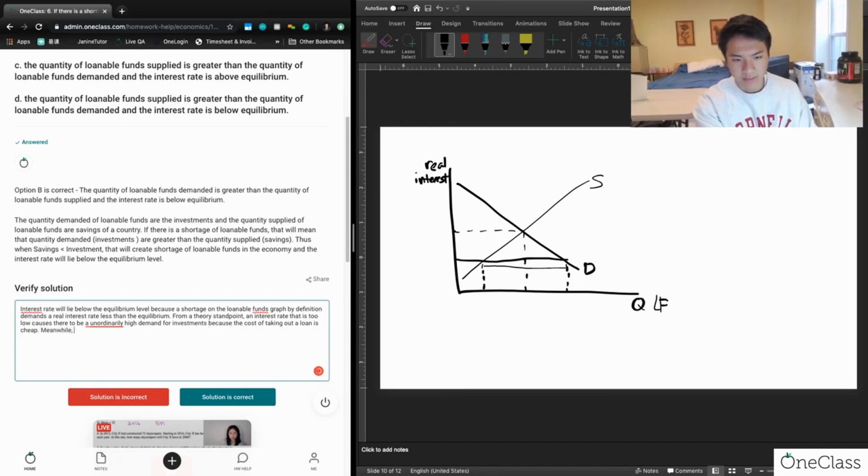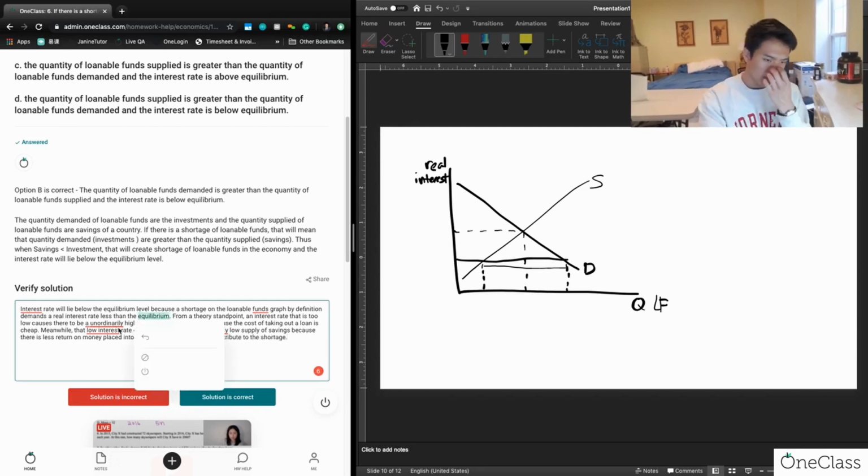Meanwhile, that low interest rate causes there to be an unordinarily low supply of savings because there is less return on money placed into savings. These two factors contribute to the shortage.